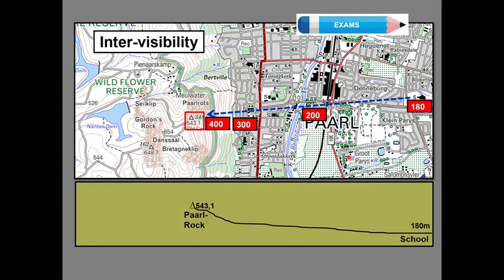Here we've got the school. Here we've got Paarl Rock. And now let's have a look: 180 meters, 180 meters, right? 543.1, 543.1. And if you draw a line, you'll see there's no blocking feature between the school and Paarl Rock. In other words, you can come to the conclusion that Paarl Rock is indivisible from the school.